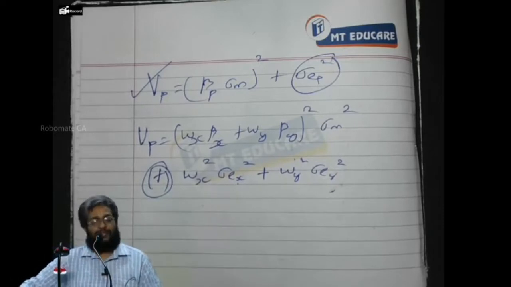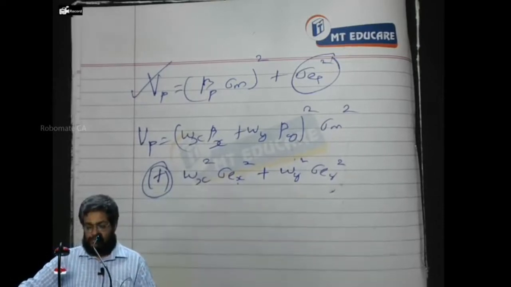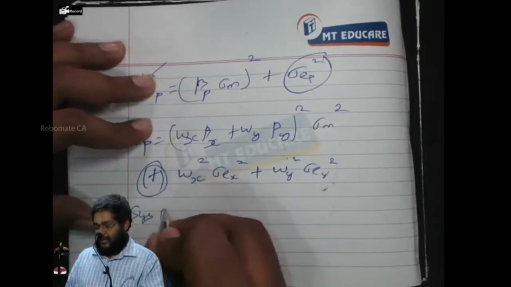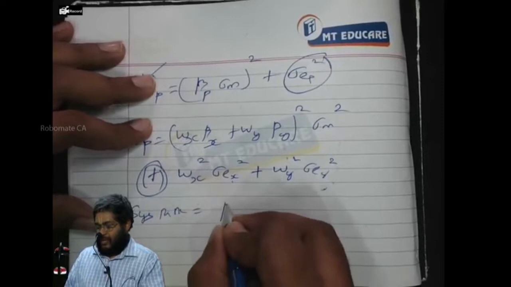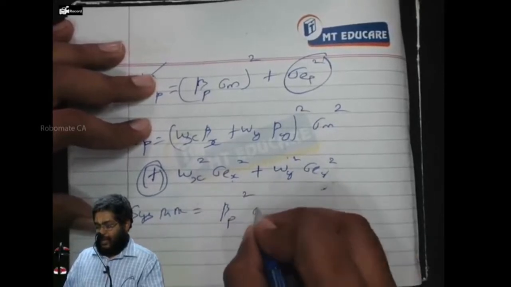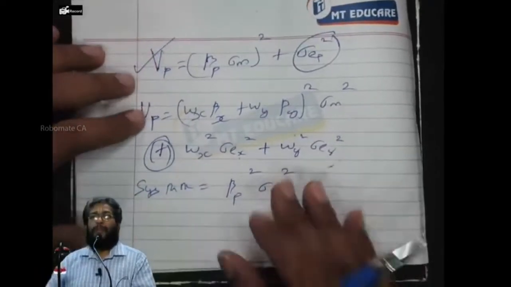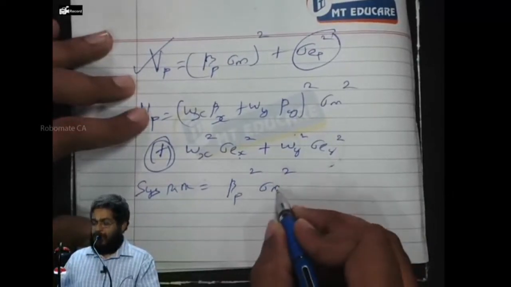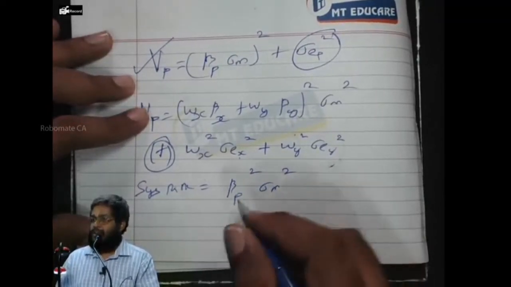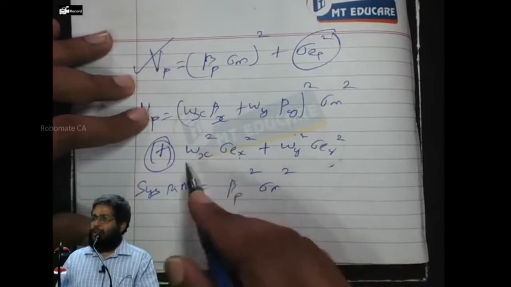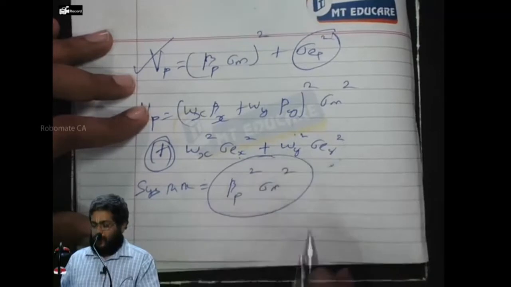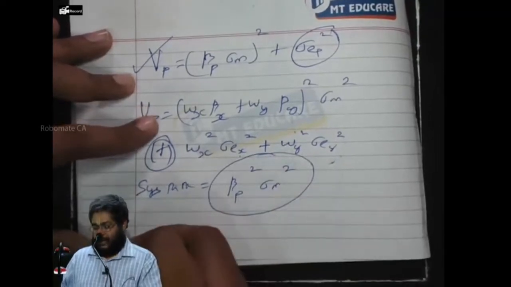Systematic risk is equal to beta P squared sigma M squared. What is beta P? Break it into WX beta X plus WY beta Y. These are the systematic risk portion, beta P square into sigma M square. Next is what?